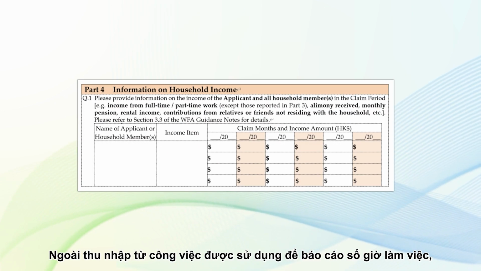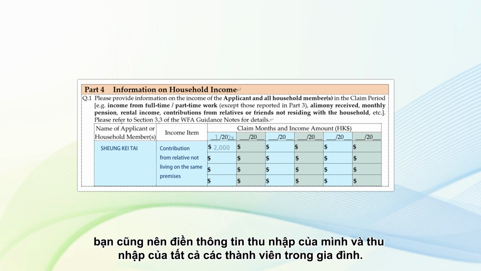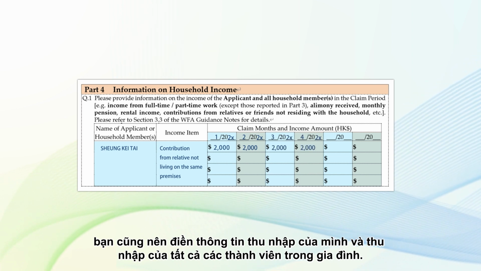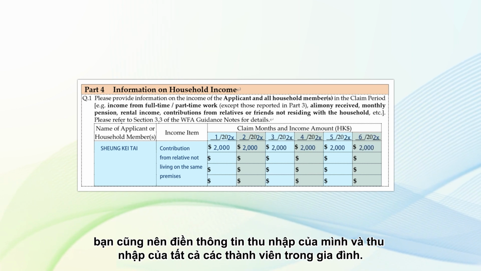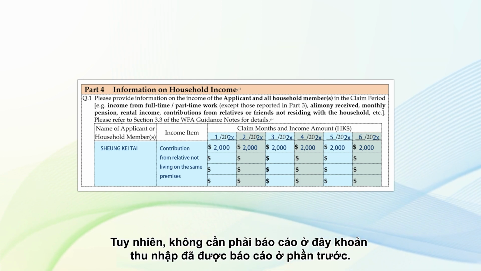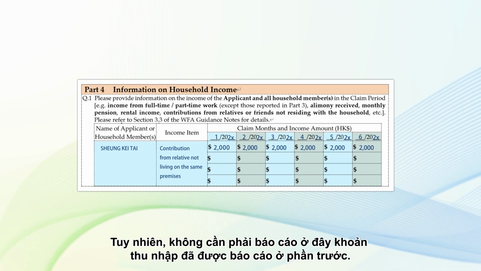Apart from the income from work that is used for reporting working hours, you should also fill in your income information and that of all household members. However, there is no need to report here the income that has already been reported in the preceding part.